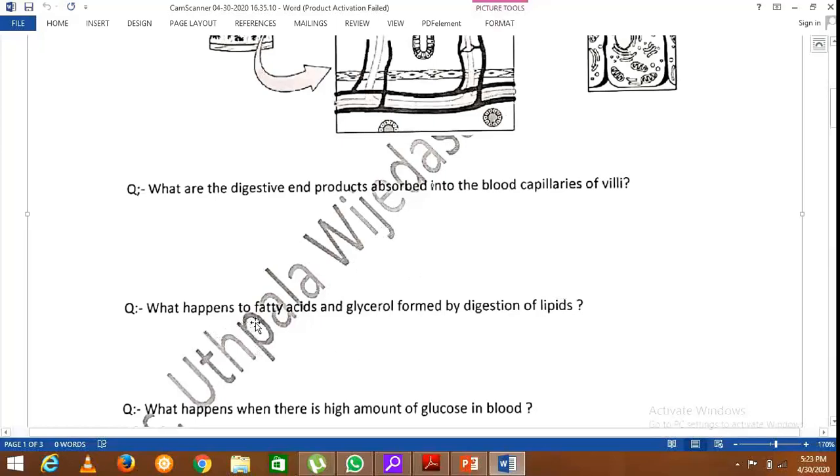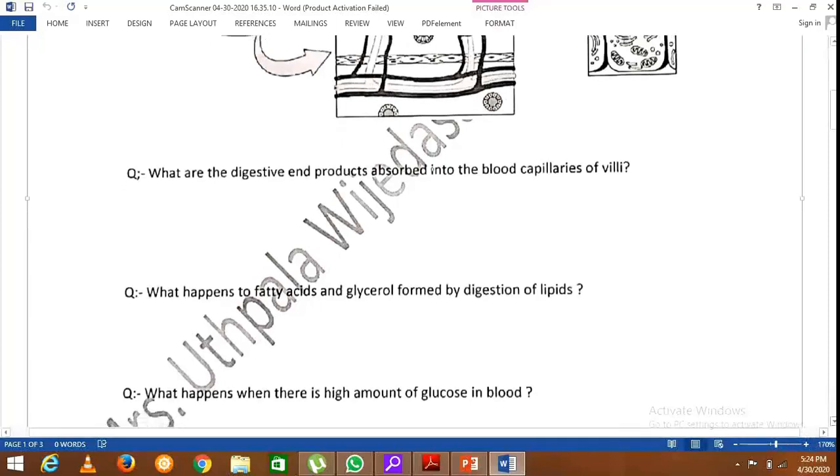Then you are asked what happens to fatty acids and glycerol formed by digestion of lipids. These are absorbed to lacteals, and later they enter into blood circulatory system, because in the lymphatic system you will learn that these lymph vessels, lacteals are connected to the lymph vessels, and these lymph vessels are ultimately connected to the blood circulatory system.